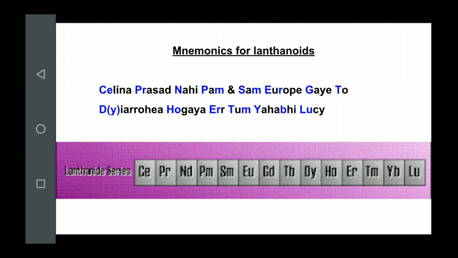There are many other mnemonics. You can search the net, and whichever you find easy you can memorize it.